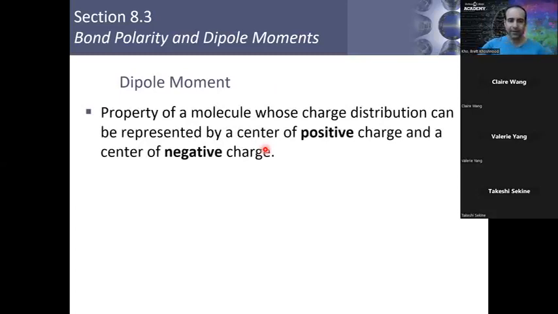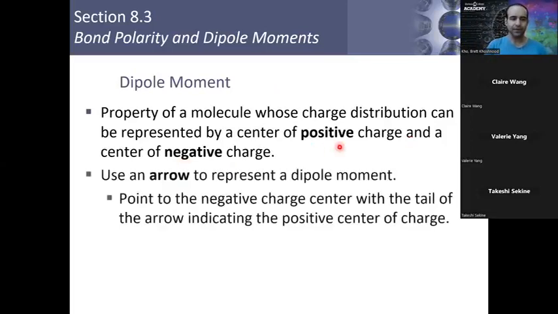So we're going to have a center of positive charge and a center of negative charge. This is primarily for ionic compounds, but it can also be applicable to polar covalent molecules as well. This time, like I said, we're going to get a little bit more visual about it. So we're going to have an arrow represent this dipole moment, in which the base of the arrow is going to be the positive side, and the tip of the arrow is going to be the negative side.